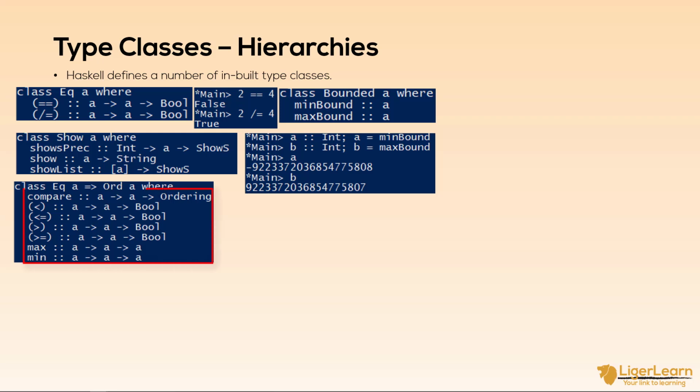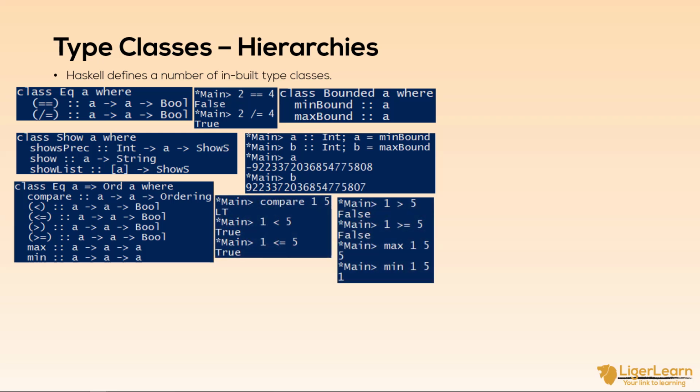So, in addition to the functions compare, less than or equal to, etc., the type also needs to have defined implementations for equals and not equals. This is how we can build up type class hierarchies. An Int defines an instance for Ord, and we can see the usage of the functions in the type class here. When we compare 1 with 5, we get a value of LT back, which is an Ordering. LT here means less than, because 1 is less than 5. When we test if 1 is less than 5, it is obviously true, and we get the expected results for the rest of the function calls as well.